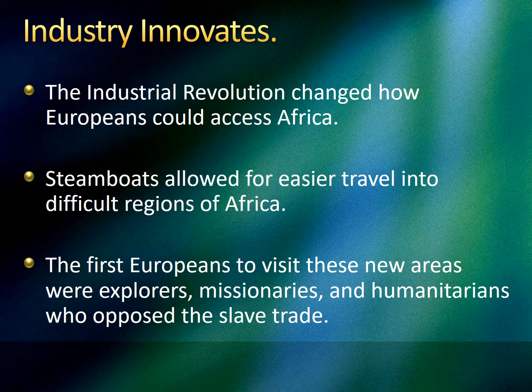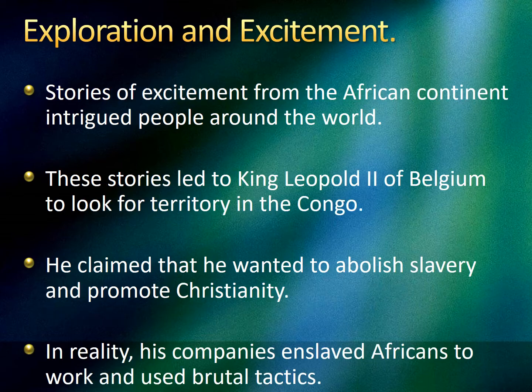But the Industrial Revolution changed how Europeans could access Africa. For example, steamboats. Steamboats will allow for easier travel into difficult regions of Africa. Now, the first Europeans to visit these new areas were mostly explorers, missionaries, and humanitarians who were opposed to the slave trade. Gradually, though, stories of excitement from the African continent from these missionaries or other explorers intrigued people around the world.